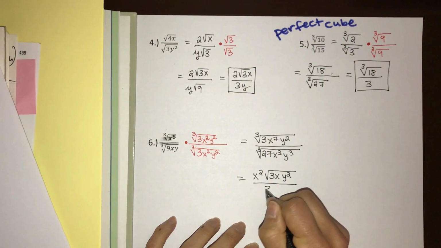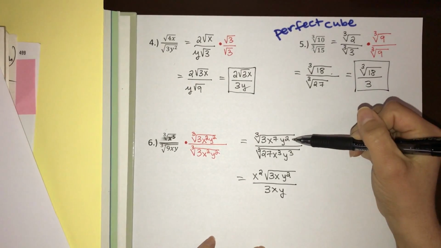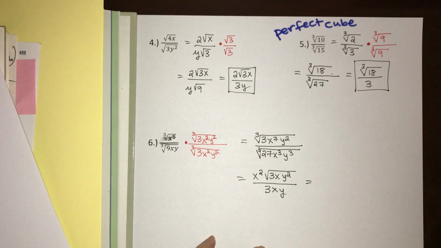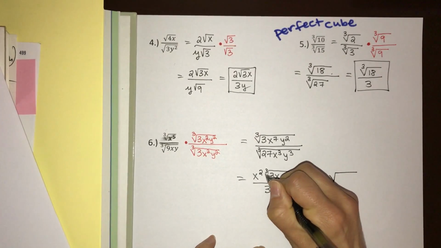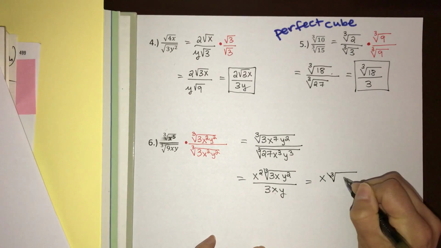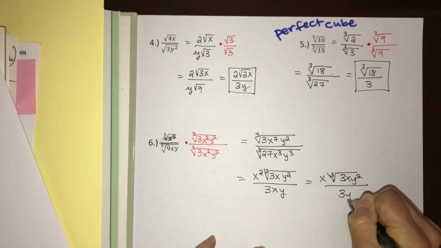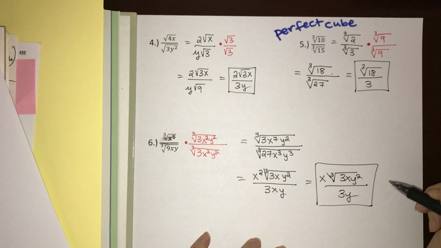The denominator, 3xy. So I was able to simplify the cube root, and we want to make sure we do that. And then the last thing I want to make sure is just see if I can reduce this, which I can. I can reduce one of these x's, and so this right here is my final answer. Okay, so that's our final answer, and it's completely simplified, and the denominator is rationalized.